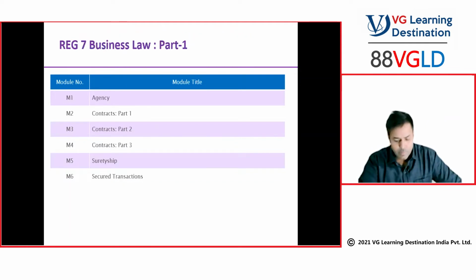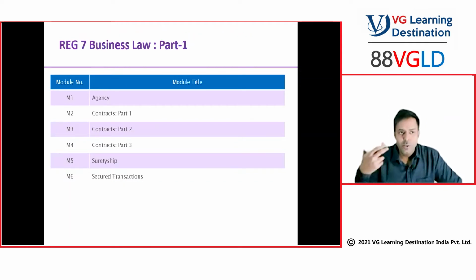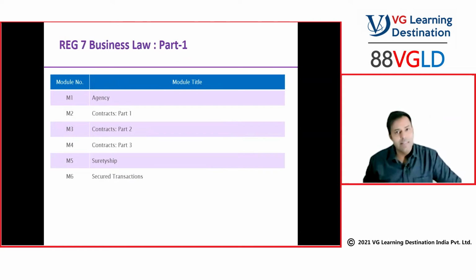The last two are about business law: agency, contract, surety, and secured transactions. Agency is something you would have read earlier in your CA or maybe in your college also.